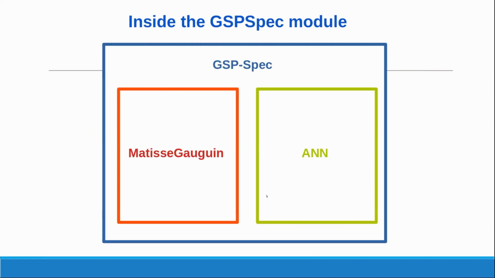So GSP-Spec has mainly two workflows. One is Matisse-Gauguin, devoted to the estimation of the stellar parameters and the chemical abundances mainly, and also the ANN. This is a neural network that estimates only parameters. Matisse-Gauguin includes different submodules, different workflows, while ANN is a neural network with 3 layers.